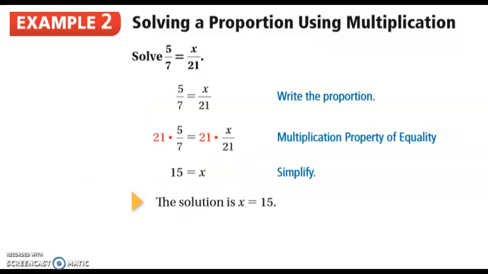Another way of doing it is solving the proportion using multiplication. So you notice right here we have x over 21. Remember, that's like x divided by 21. So opposite of division is where you multiply both sides by 21. So 21 times 5/7 is 15. Now it helps better if you have a calculator that does fractions. Otherwise, this method might be a little tougher for you.